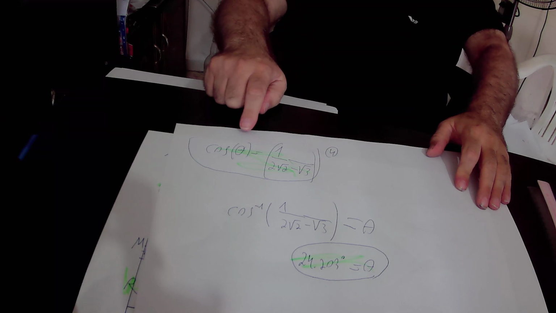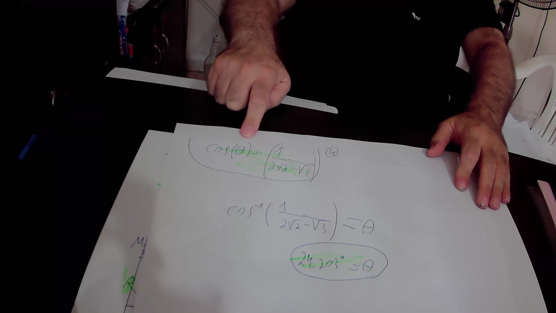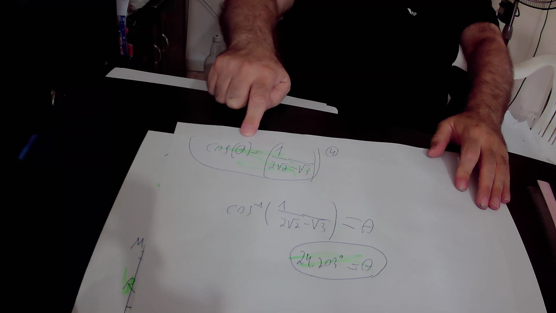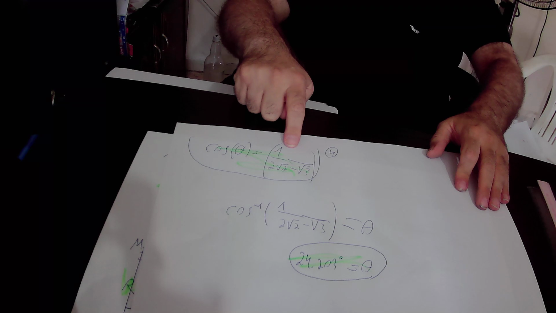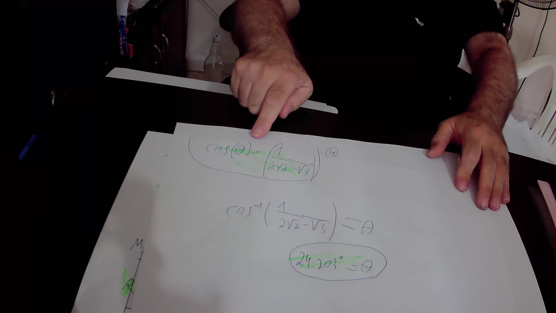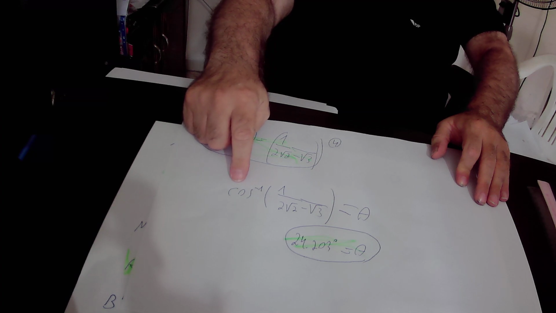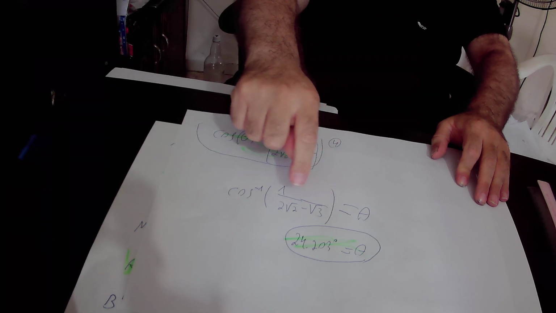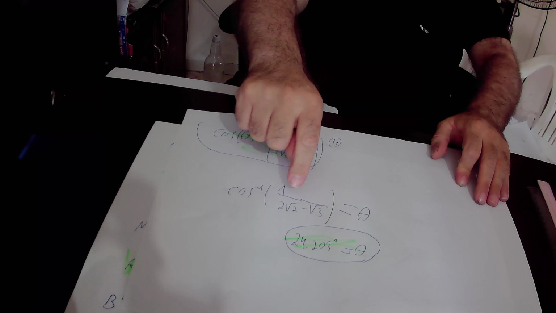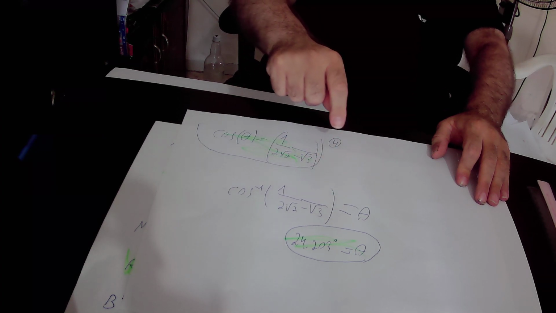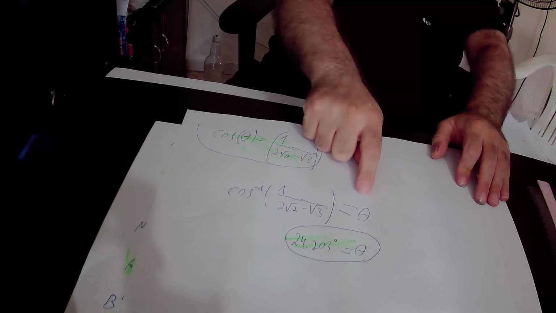Our mission is to find the value of theta itself. In order to find the value of theta, we apply the opposite function of cosine, that is cosine minus 1, to the result. The opposite function of cosine is cosine minus 1. We applied it to the result, that is 1 over 2 times square root of 2 minus square root of 3. In this way, we got the value of theta itself.